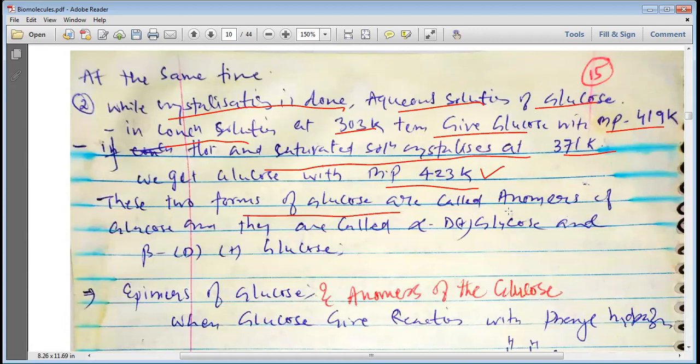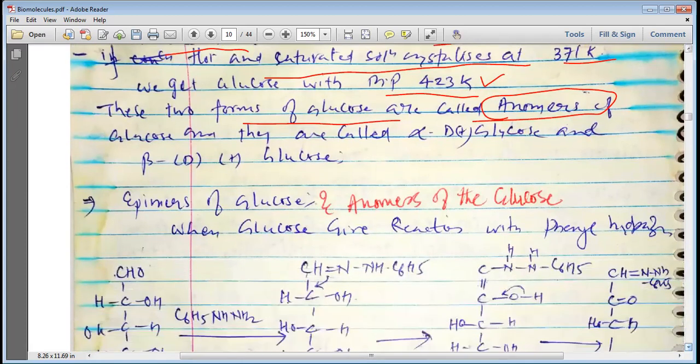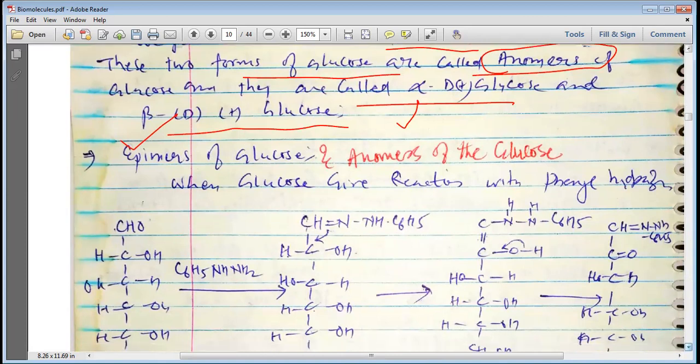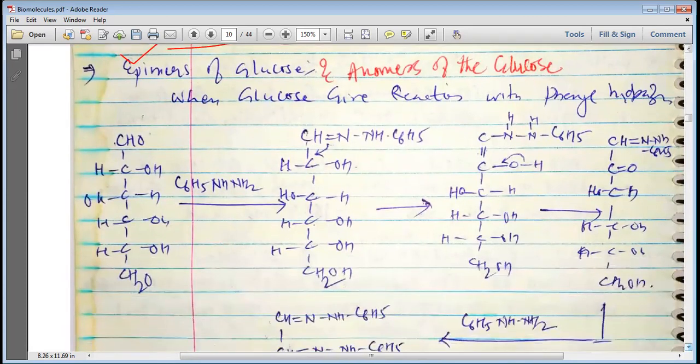These two forms of glucose are called the anomers of glucose. Please remember, during the crystallization of glucose, we get two forms of glucose. One has the melting point 419 Kelvin, one has the melting point 423 Kelvin. These two forms of glucose are known as the anomers of glucose, and they are called alpha D plus glucose and beta D plus glucose, or alpha form of glucose and beta form of glucose. Now let us understand the structure of glucose in detail.